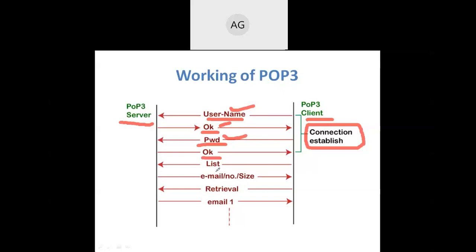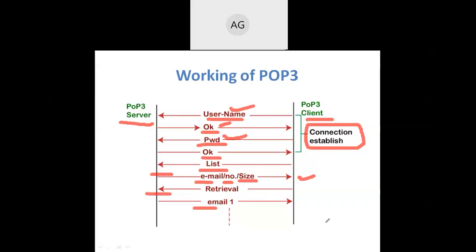After that, the list of emails is checked by the POP server, and the number of emails and the size of emails are returned from the server to the client. As you can see here, after this, the retrieval of email is requested from the client to the server. Here we are using the POP 3 client and the POP 3 server, and after that the proceeding is done between the server and the client.